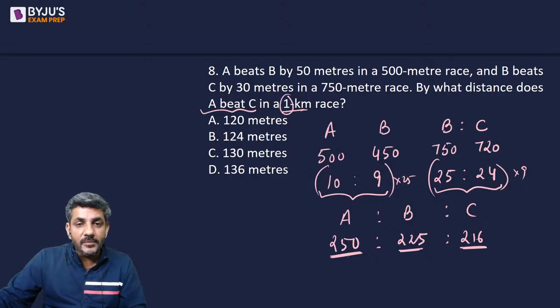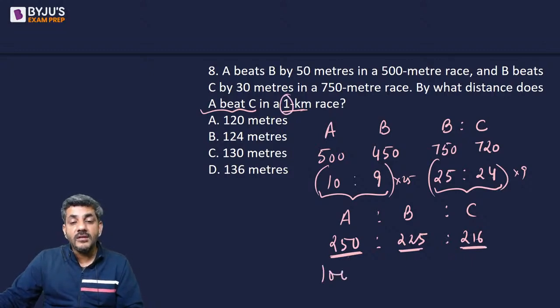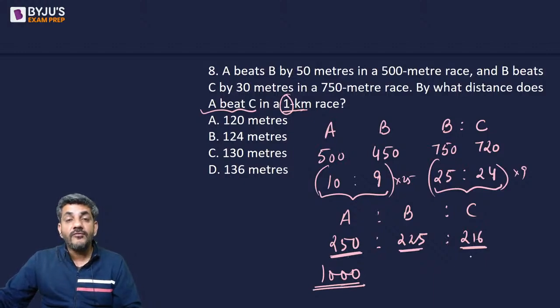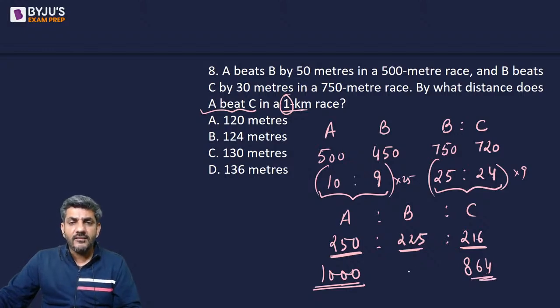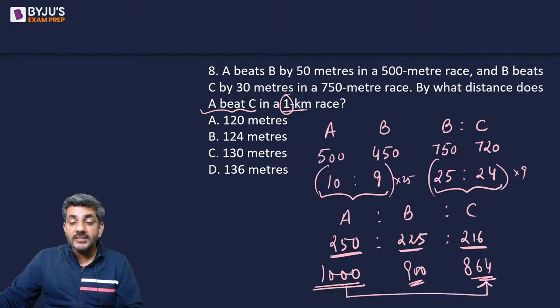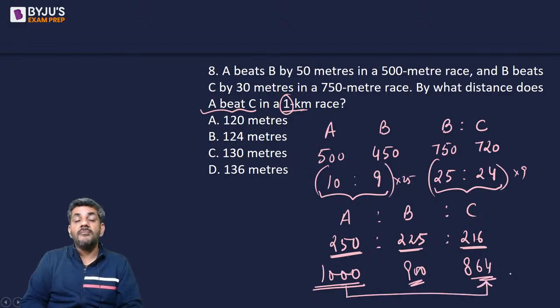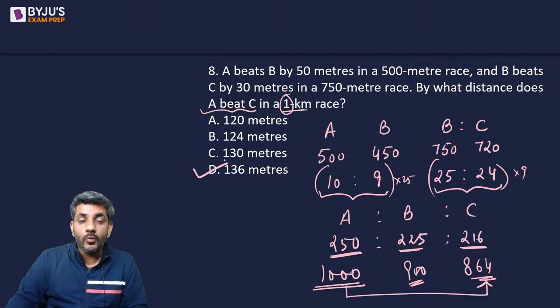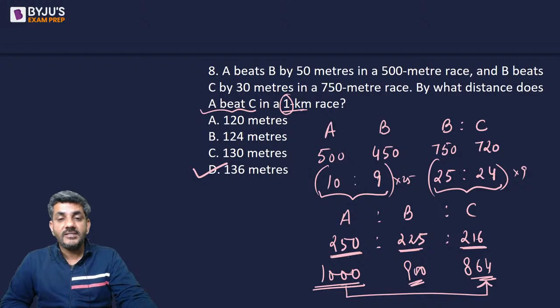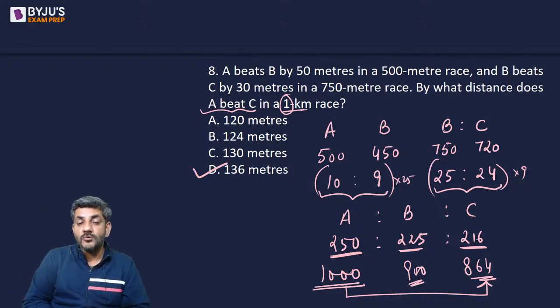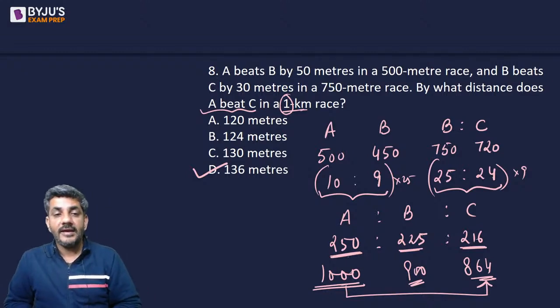So if it's a kilometer race, kilometer means 1000 meters. So when A covers 1000, that is 4 times of it, C would be covering 4 times of it, which is 864. How much is B covering? That's irrelevant though, right? We can say 900, but it's not important. So by how many meters will A beat C? It is 1000 minus 864. So 136 meters is the distance by which A will beat C. That is the answer for this last question of today. And the right answer is 136.